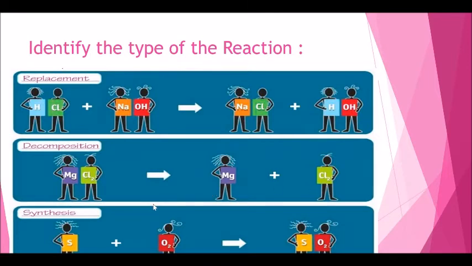In the last type, which is synthesis, we add sulfur to oxygen to form sulfur oxide, which is complex. This is the result of adding sulfur, which is one type or one element, to another type or element, and they form one complex compound, one complex chemical substance, which is called synthesis chemical reaction type.